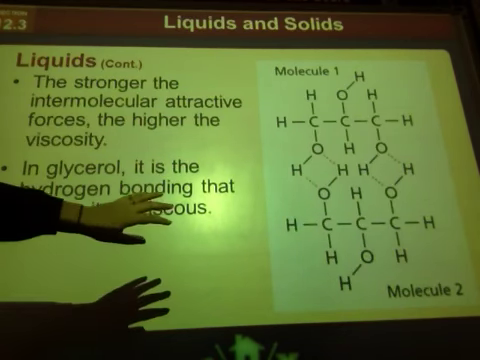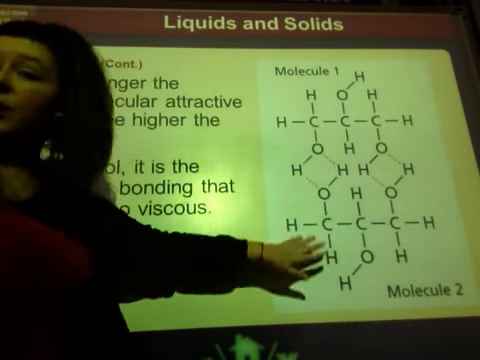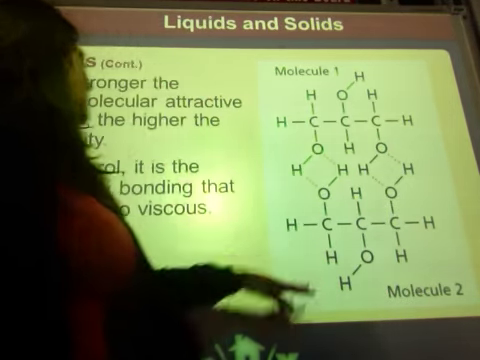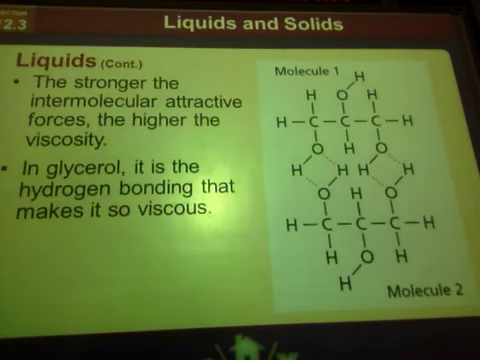Now, this is an example. I have two molecules here of glycerol. You have one up here, you have one right here. This glycerol can show that when these molecules are close by one another, they're going to interact with each other, and they're interacting through those intermolecular forces. And specifically in glycerol's case, hydrogen bonding is what keeps glycerol so viscous.